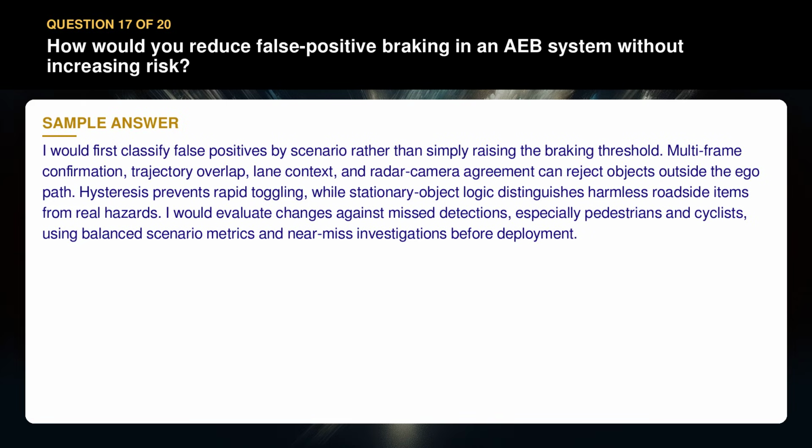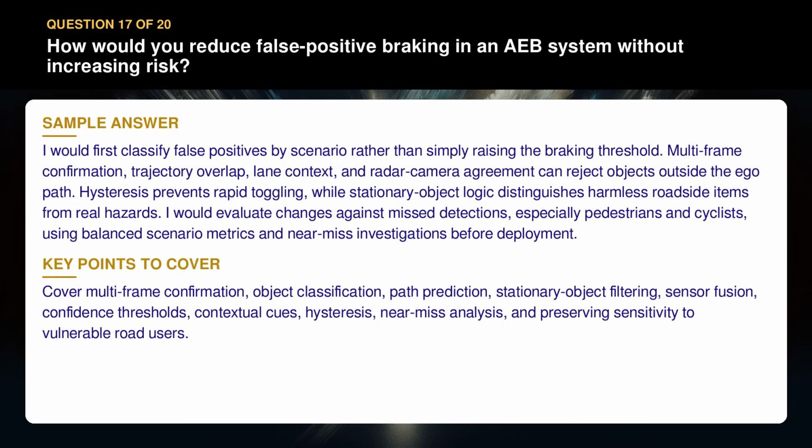I would evaluate changes against missed detections, especially pedestrians and cyclists, using balanced scenario metrics and near-miss investigations before deployment. Cover multi-frame confirmation, object classification, path prediction, stationary object filtering, sensor fusion, confidence thresholds, contextual cues, hysteresis, near-miss analysis, and preserving sensitivity to vulnerable road users.